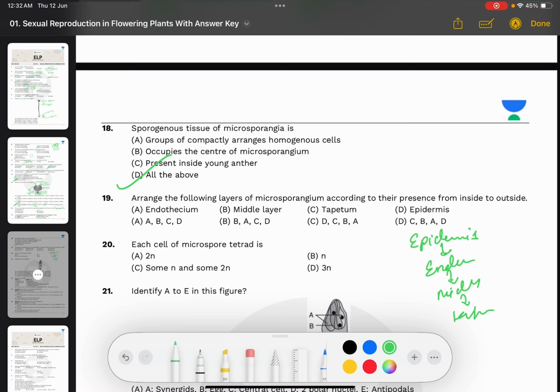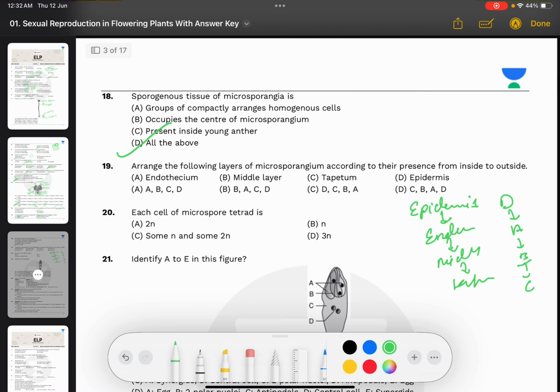So it would be like A, B, C, D. Oh my goodness, the middle layer is just after the epidermis. Oh, from inner to outside. So it would be like CBAD. What a good option. CBAD is the correct answer.